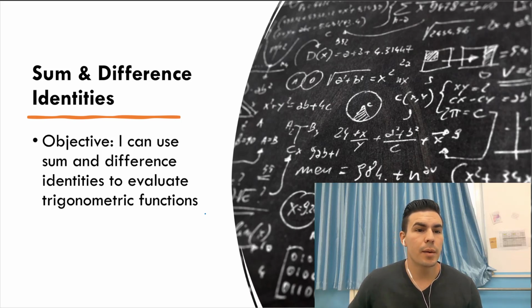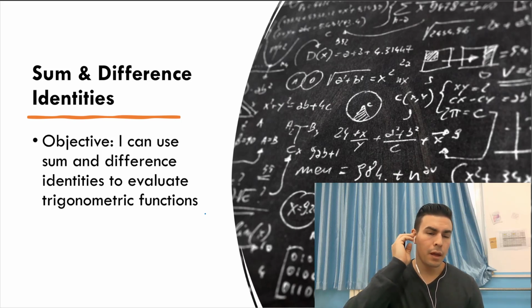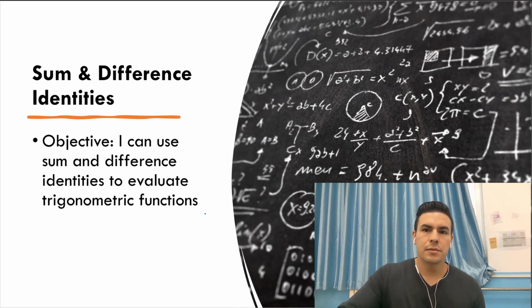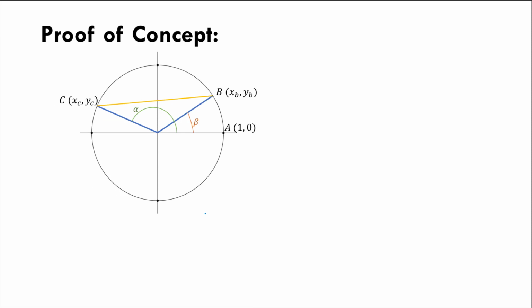Today we're going to be talking about sum and difference identities of our trigonometric functions. Our objective for this lesson is to be able to use these sum and difference identities to evaluate our trigonometric functions. So first thing, let's get into this. We're going to get into a proof of concept first.